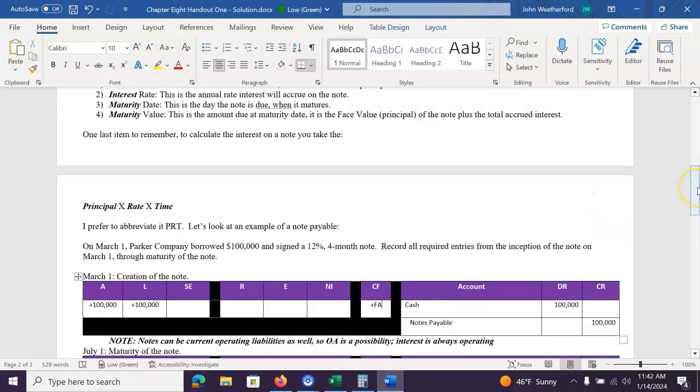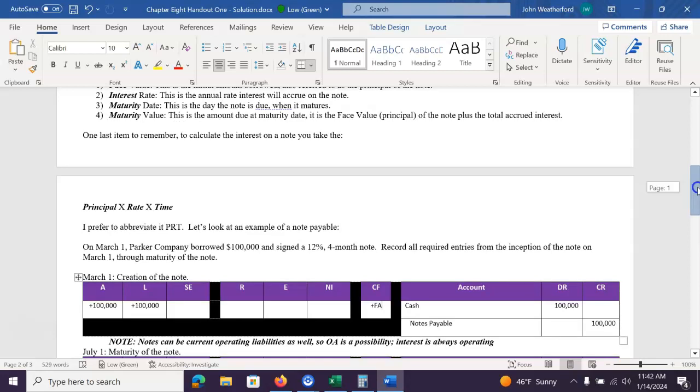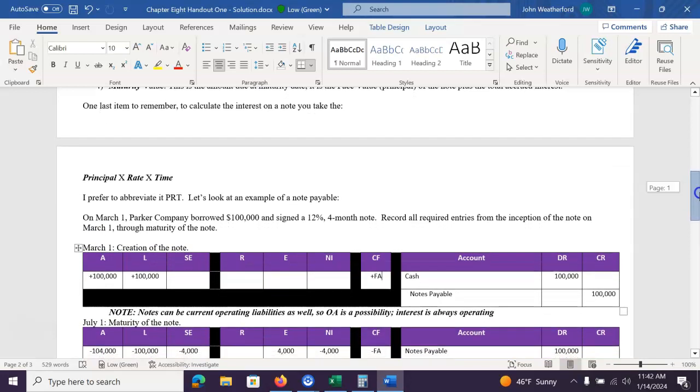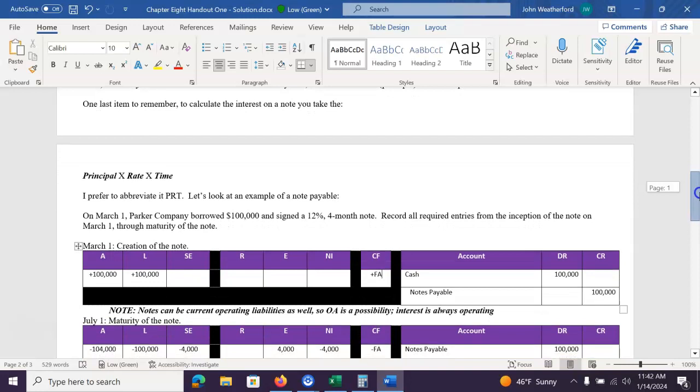All right, at the maturity of the note, the liability, that means what? We're going to pay the lender back. So the liability, notes payable, needs to come off the books. Liabilities, of course, decrease on the debit side. So the note will go on the books at the face amount or principal balance, and it comes off the books when it's paid off at the face amount or principal balance.